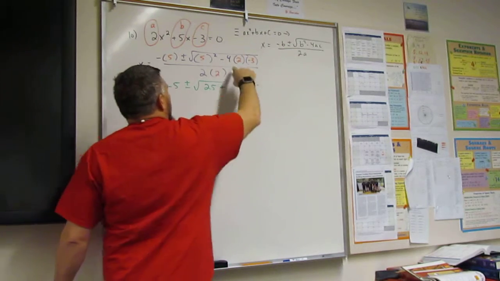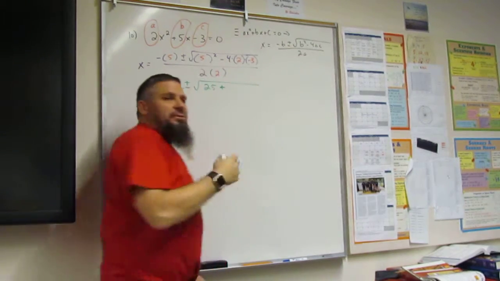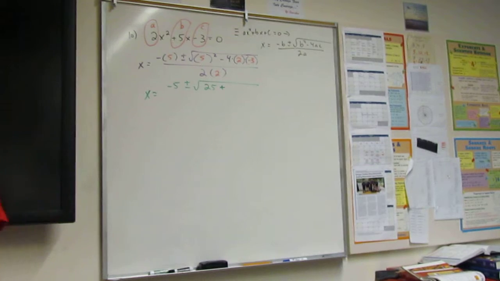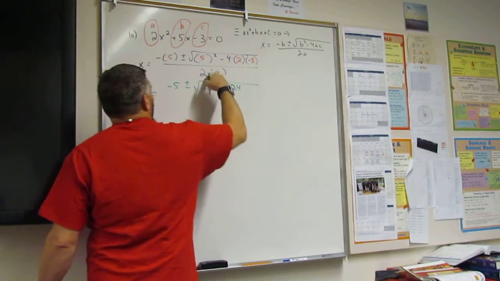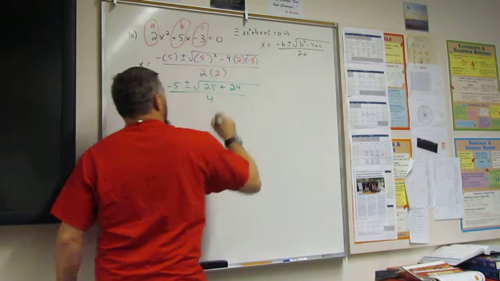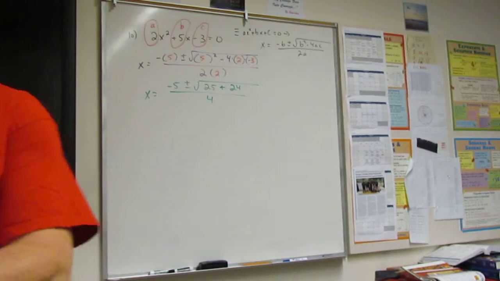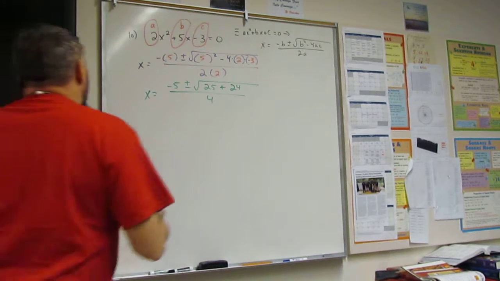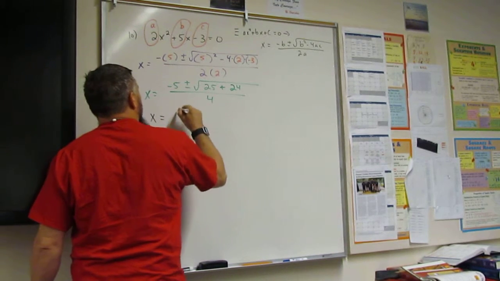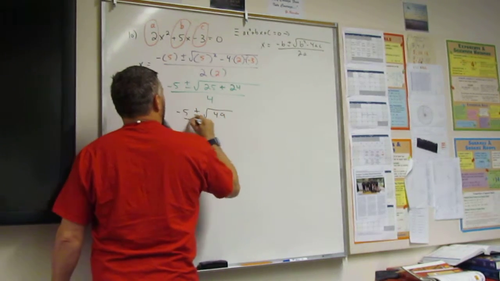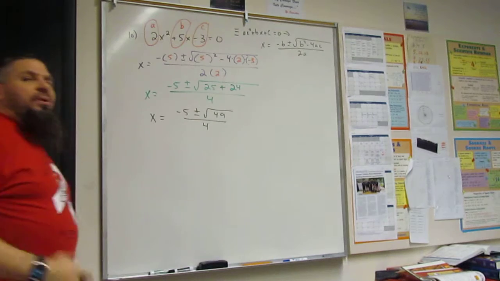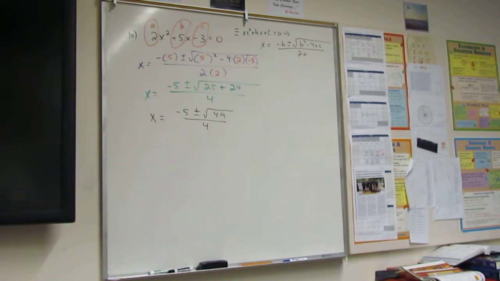I know it's positive. Then I multiply these, because that's what we're doing, right? So 4 times 2 is 8, and 8 times 3 is 24. Okay? And then I do this one, and that's 4. Okay? And so now I have x is equal to negative 5 plus or minus the square root of 49 all over 4. And we should know that the square root of 49 is 7.